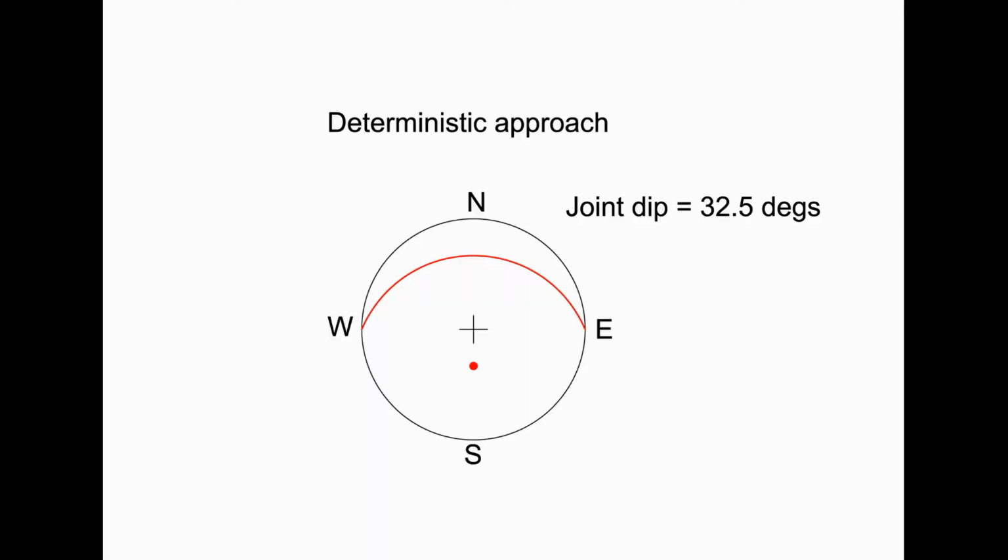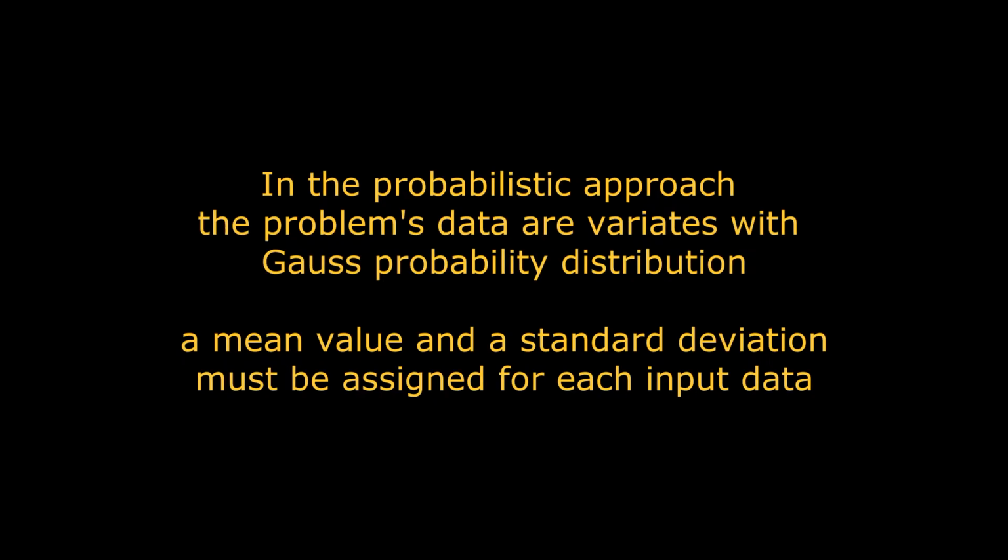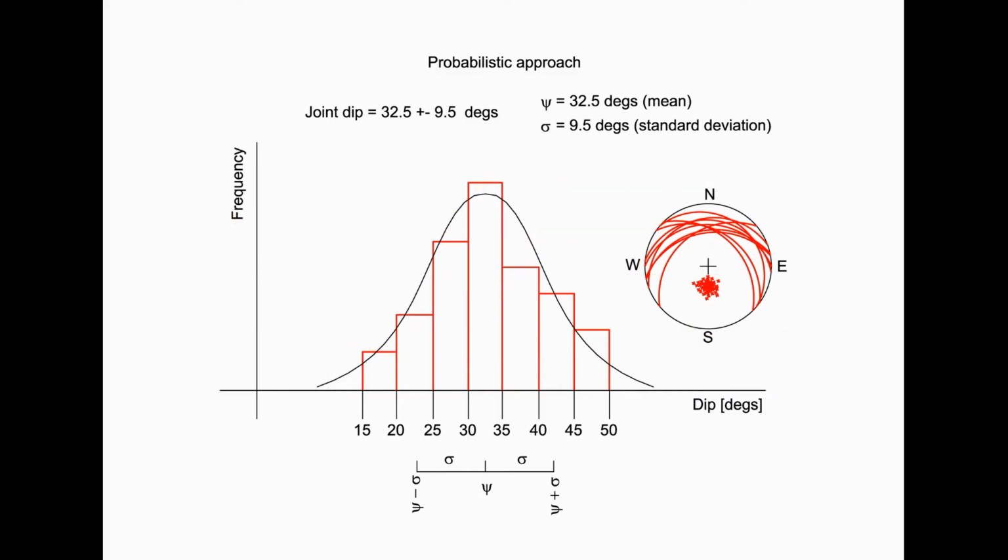In the deterministic approach, each data of the problem is a known number. In the probabilistic approach, the problem's data are variates with Gauss probability distribution. A mean value and a standard deviation must be assigned for each input data.